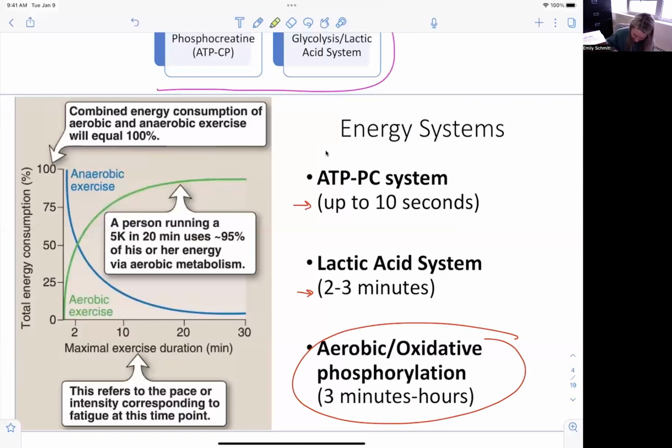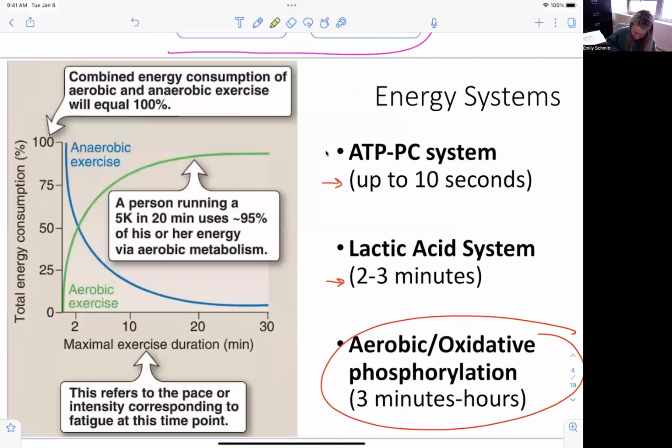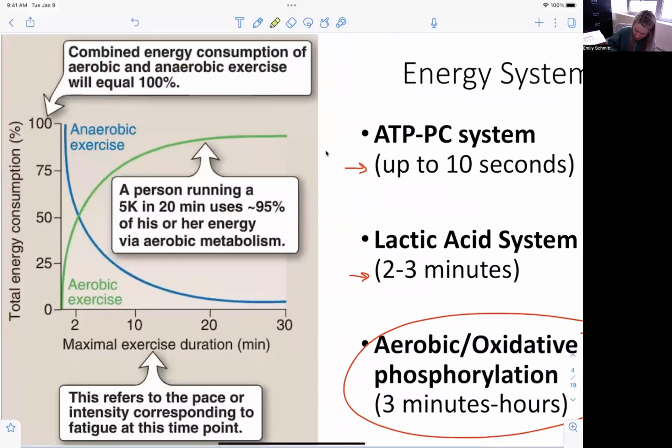So let's go ahead and take a look at this graph here on the left-hand side. So again, remember to always orient yourself. So we have maximal exercise duration, so 30 minutes. So if we're above this 2-minute line, we know that this is aerobic. And then we have the total energy consumption on our y-axis.